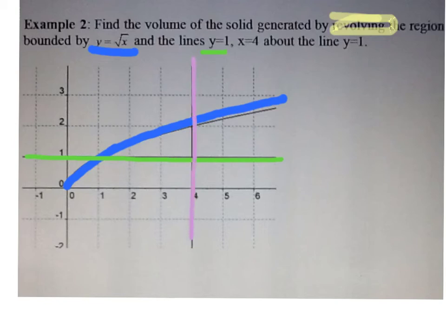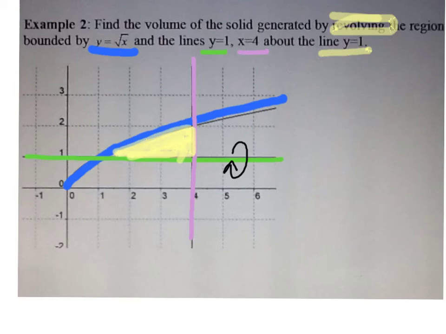Alright, so the only region that's bounded by those three pieces is going to be this shaded region right in the middle. So this is the area we're going to be revolving. But this time, we're asked to revolve it about the line y equals 1. So let me go back to a black pen here, and we'll shrink this guy up. Now, we're going to take that region and revolve it around this axis.